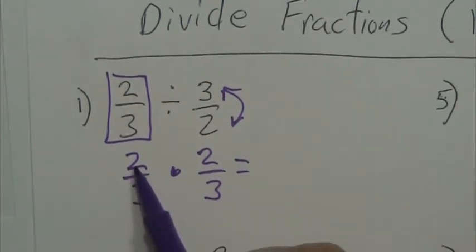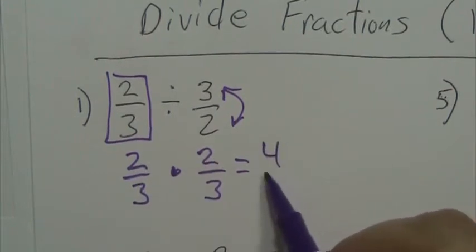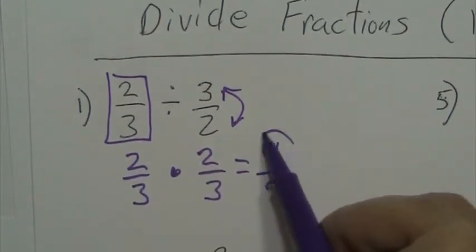Okay, and then we have, there's nothing reduced. 2 times 2 is 4. 3 times 3 is 9.